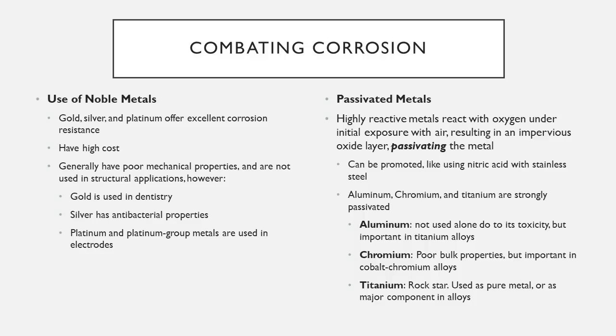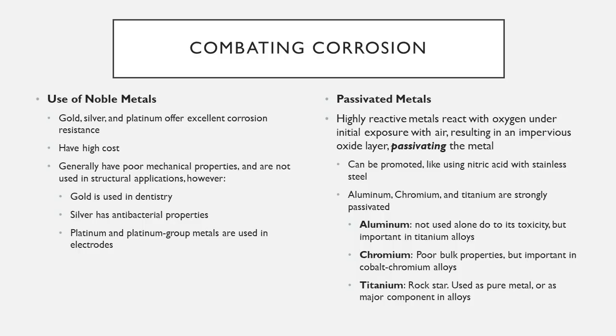Now, despite this, they're used in a couple different applications, right? Gold is used in dentistry, right? It's easily malleable and it's easily put in place by a dentist at your dentist's office. Silver has antibacterial properties, which in itself is advantageous in those internal and external implant sites. And also platinum and platinum group metals are used in electrodes. They have superior conductivity, much like gold and silver, but also have a little bit higher structural integrity, so they're more suitable for these types of applications.